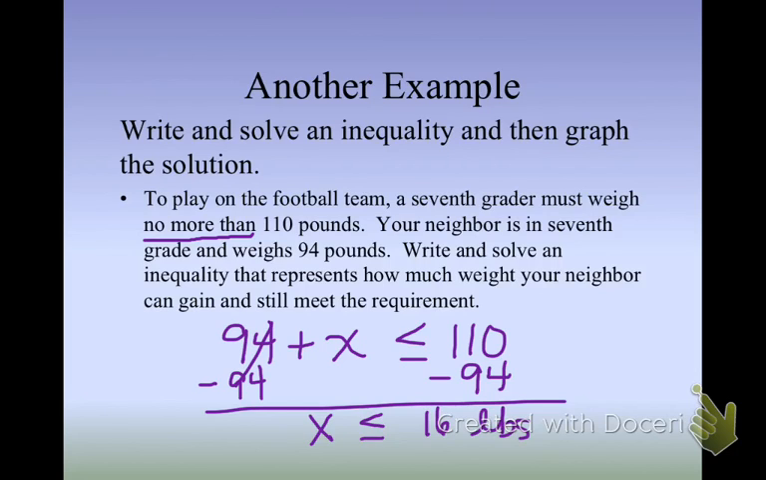To graph it, I didn't leave myself much room, did I? So we'll make an itty bitty number line right over here. So we'll put 16 in the middle and 15 right there. Since it is less than or equal to, it is a solid circle at the 16, and it goes left, and it shows all the possible amounts that your neighbor can gain and still meet the requirement because he would not exceed 110 pounds.